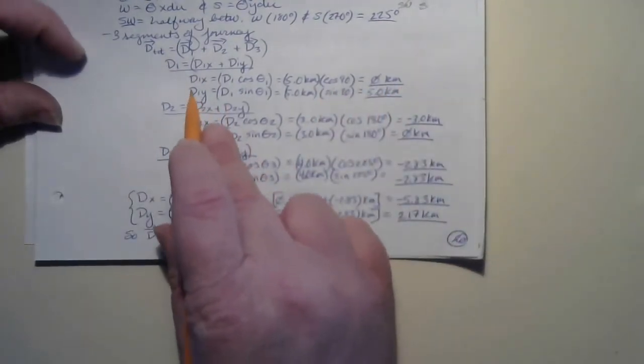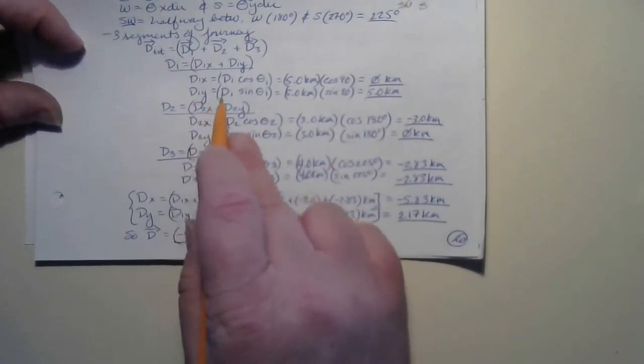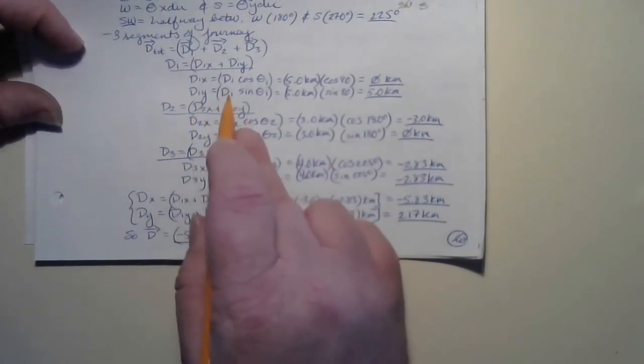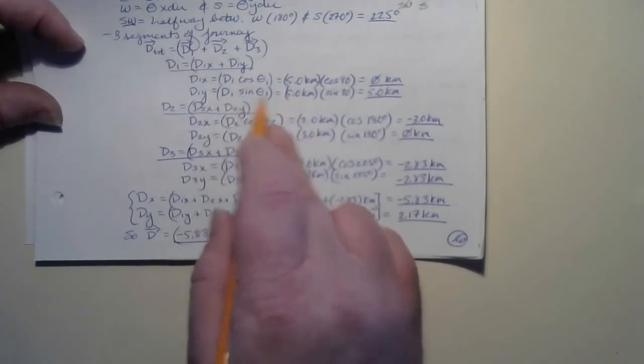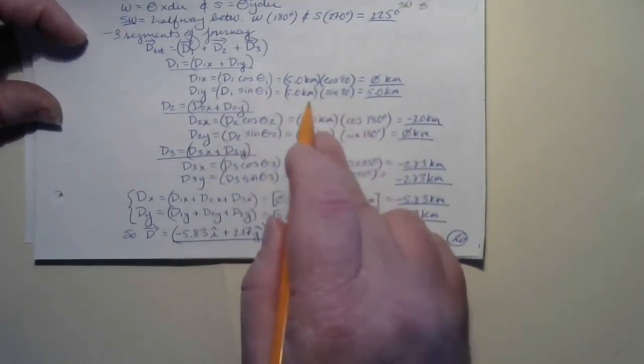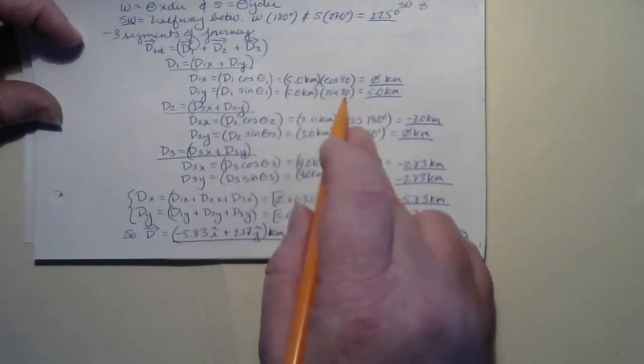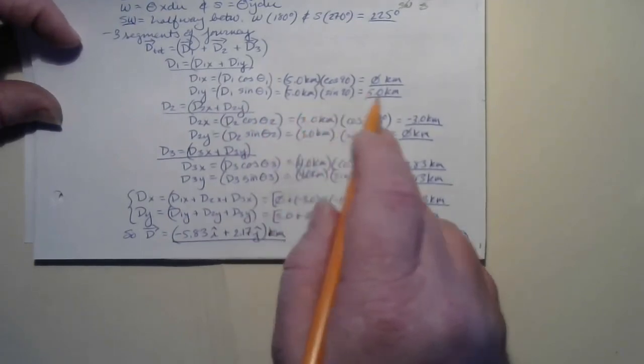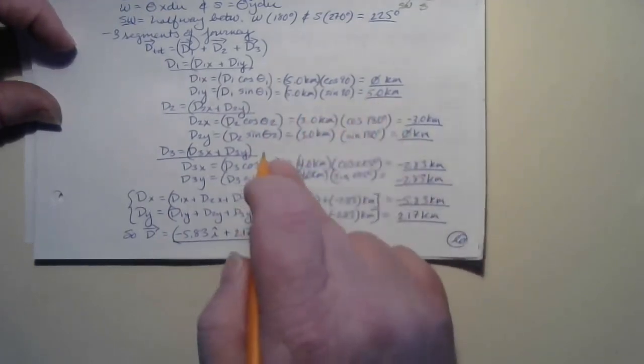The y component for the first segment is going to be the magnitude of the first segment, which again is 5 kilometers, times the sine of the angle of the first segment, which is 90 degrees. So it's 5 kilometers times the sine of 90 degrees. Sine of 90 is 1, so that gives you 5 kilometers.